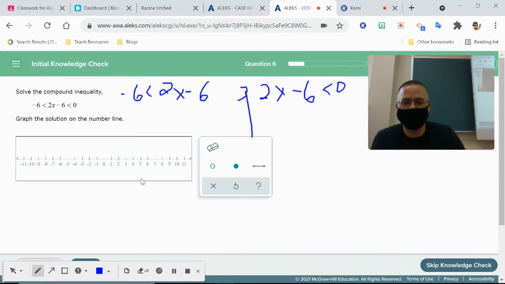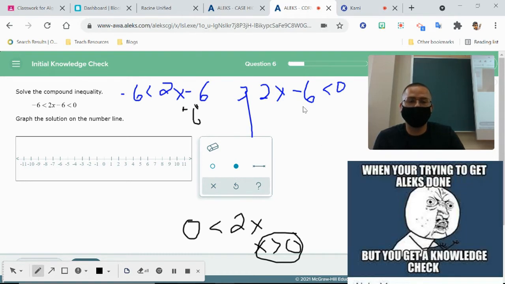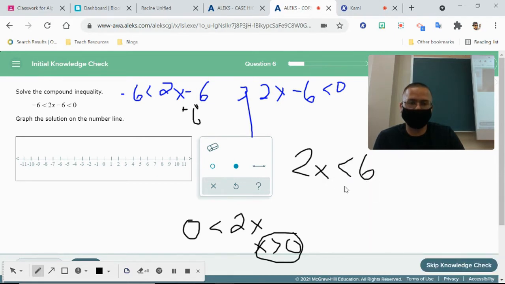So we solve. We add 6 on both sides. On this left one, we add 6. This writing is really tough, so I'm going to write as little as possible because it's janky. Our internet sucks here. So 0 is less than 2x. Divide by 2. x is going to be greater than 0. So that's one answer. Over here, we add 6. So you get 2x is less than 6. Divide by 2 on both sides. You get x is less than 3.